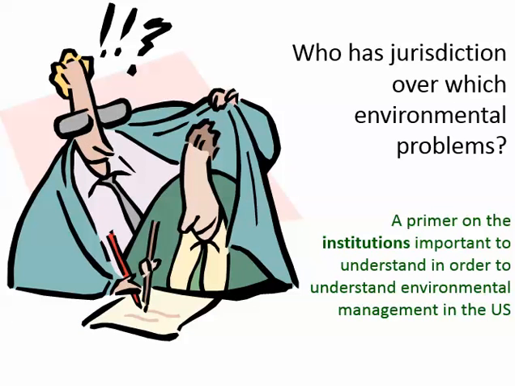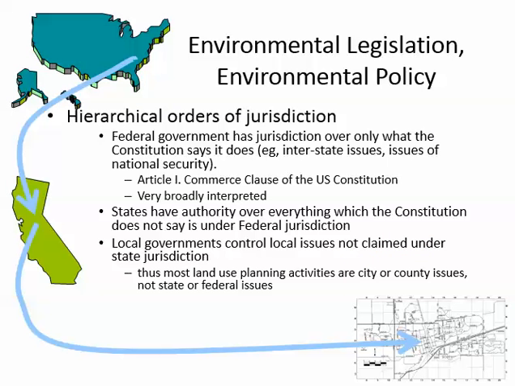So the idea is, in order to figure out how we fix environmental problems, we have to know who has jurisdiction over which environmental problems. And so this is a primer to the institutions that are important to understand. The first thing that you need to know is that there's a hierarchical order of jurisdiction with respect to environmental laws, and that is that the federal government has jurisdiction over what the Constitution says it does, and not things that it doesn't say it has jurisdiction over.